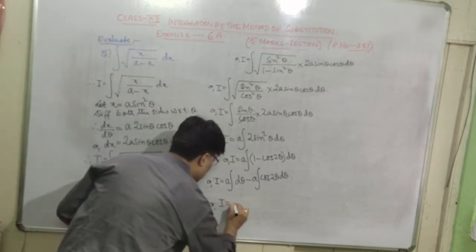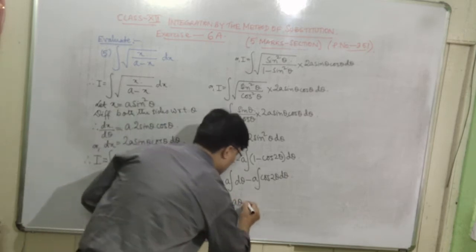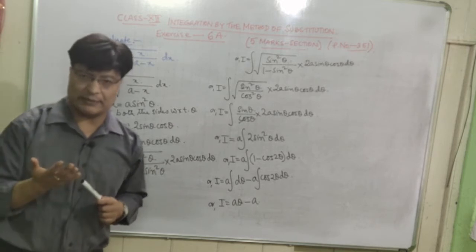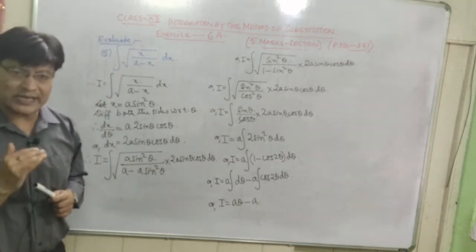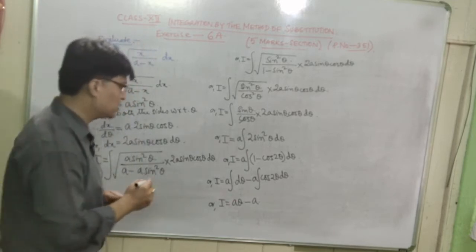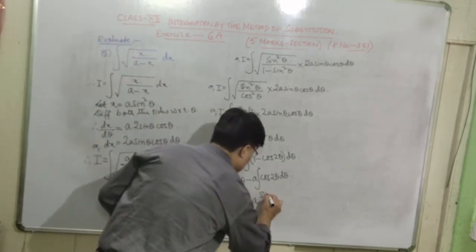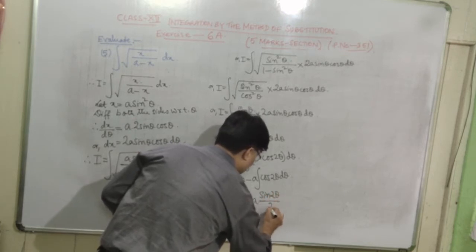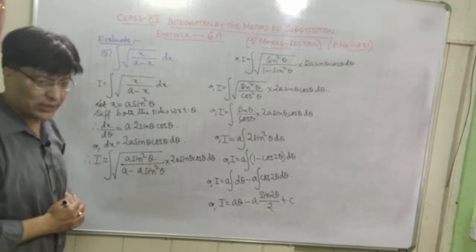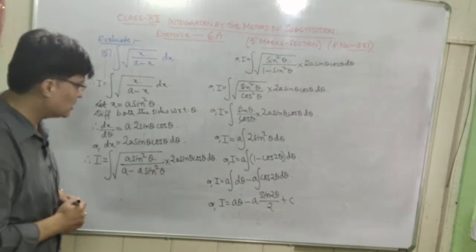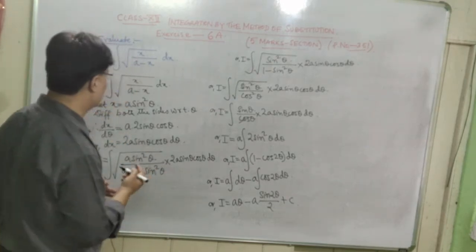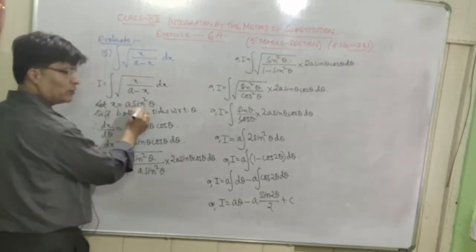Or I is equal to a into theta minus a into, what is integration of cos 2 theta d theta? That is, what is integration of cos mx dx, or differentiation of which function is cos mx dx? So it will be sine 2 theta divided by 2. Then you can write plus c. So I think you have understood it. So now you have to put the value for theta and you have to get the value for sine 2 theta also.